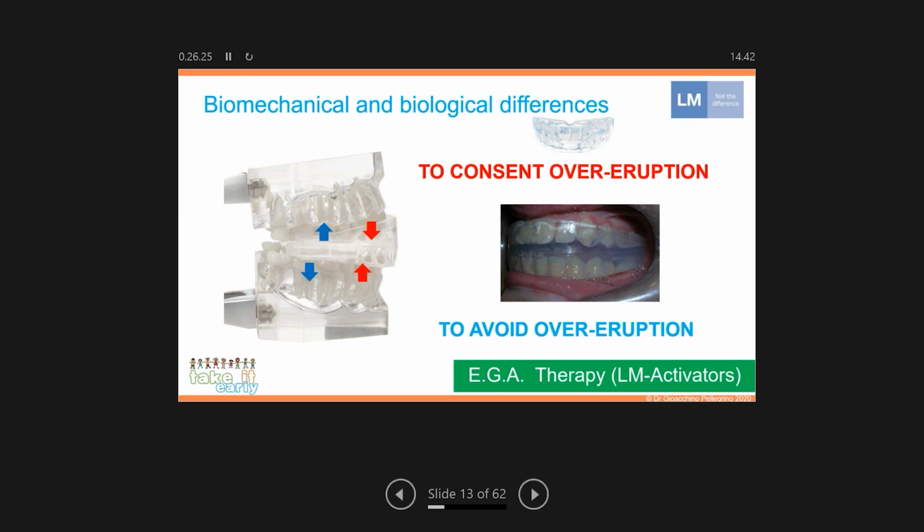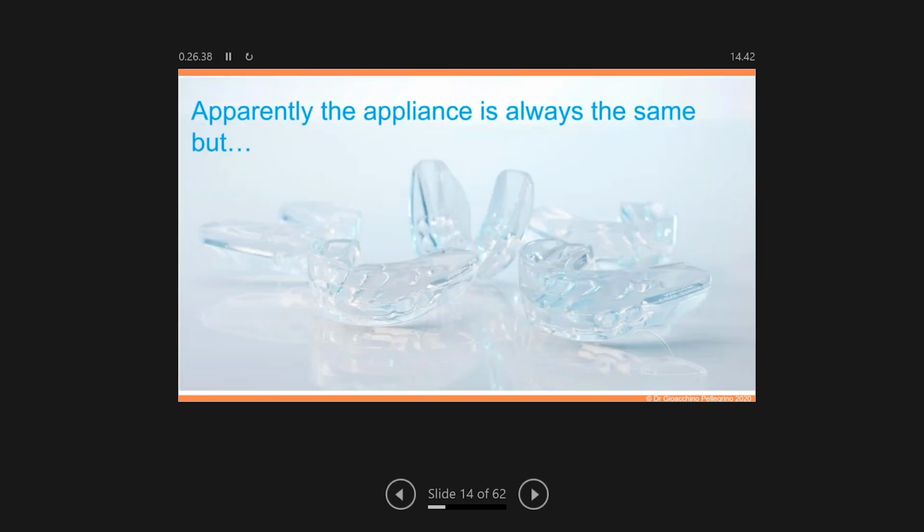And we can change the morphology so as to modify the application of this concept in several different parts of the appliance. So apparently all the appliances are really similar, but we have different morphologies that can give us different clinical results.